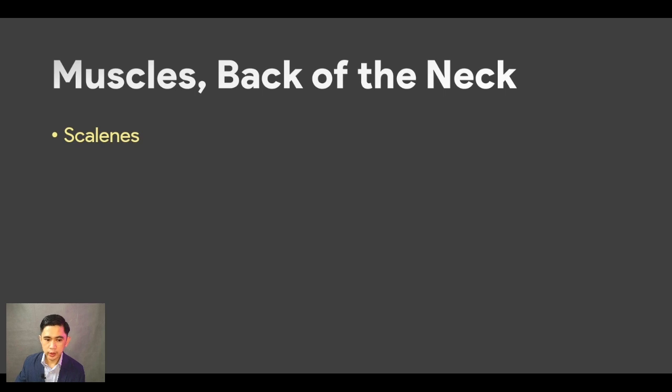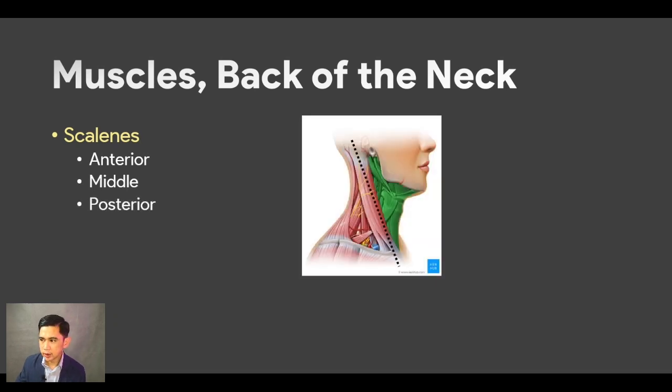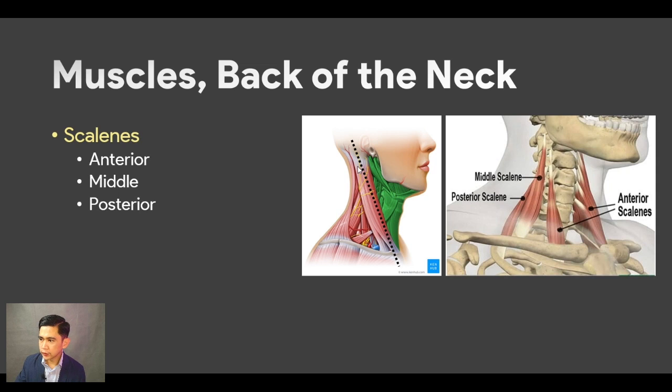Next are the scalenes. We have the anterior scalene, the middle scalene, and the posterior scalenes. So if we have to remove the trapezius out and the sternocleidomastoid muscle out, we will be left with the scalenes, no? Anterior, middle, and the posterior. So notice that between the anterior and the middle, there is a gap. Then between the middle and the posterior, there's a gap here.